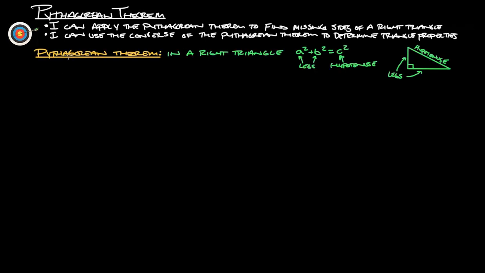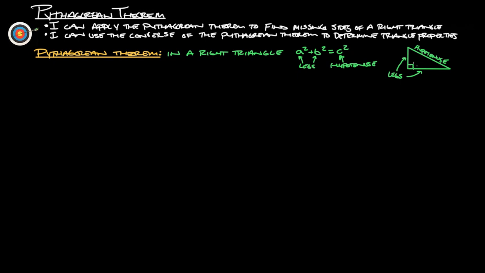First things first, what is the Pythagorean Theorem? In a right triangle, such as this over here, we know that if we take the leg lengths, and we square them, add them together, it will equal the square of the length of the hypotenuse. Just so that you remember, on a right triangle, the hypotenuse is always across from the right angle, and it's always the longest side.